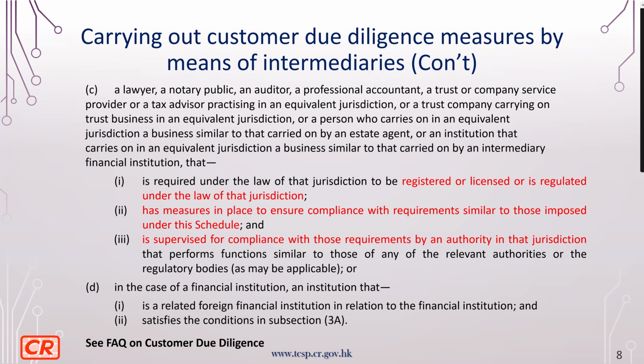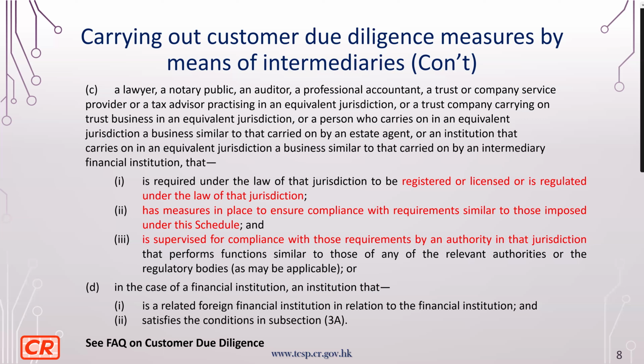For the requirements on specified intermediaries in equivalent jurisdictions, you may refer to Section 18, Subsection 3, Subsection C of Schedule 2 to the MLO. As shown on this slide, the intermediaries must be subject to CDD and record-keeping requirements similar to those under the MLO and are regulated by the relevant authority in that jurisdiction. Therefore, it is not the case that any unregulated entity can carry out CDD measures for a TCSP licensee as an intermediary specified under the MLO.